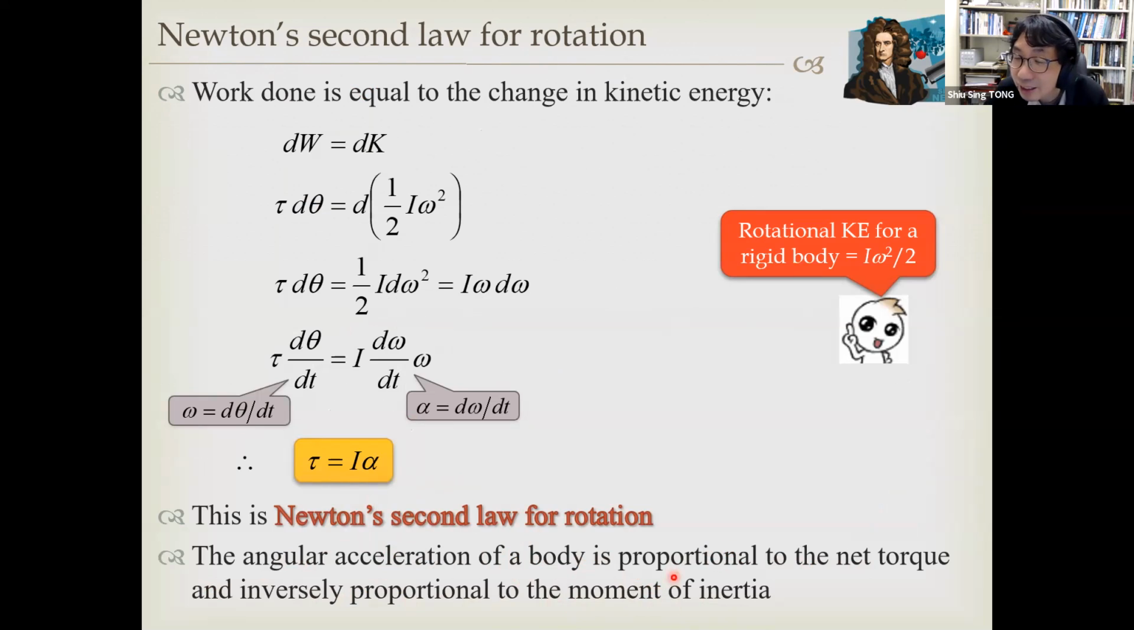Now I just copied this sentence from what? From linear motion. In linear motion, Newton's second law, you say the acceleration of a body is proportional to the net force acting on it, and is inversely proportional to the mass of the body, right? Now for the angular version, you have the angular acceleration instead of linear acceleration. Now it's proportional to the net torque, not the net force. But it's inversely proportional to the moment of inertia, not the mass. So everything carries over to the rotational counterpart. So that is nice for us.